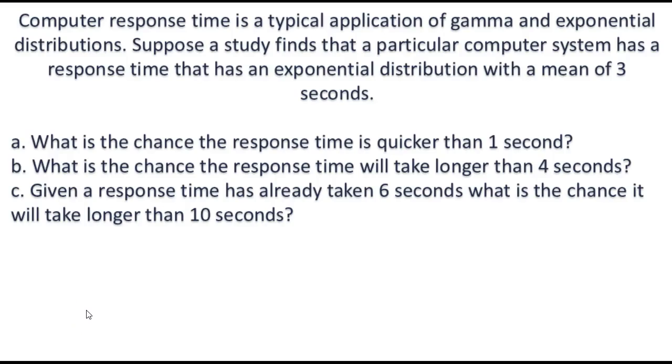In this example, we're going to use the software RStudio to solve an exponential problem. Computer response time is a typical application of gamma and exponential distributions. Suppose a study finds that a particular computer system has a response time that has an exponential distribution with a mean of 3 seconds. We're going to find the chance the response time is quicker than 1 second.